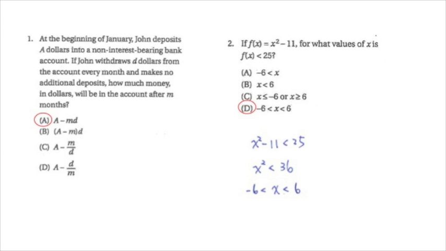Question 1. With $A in the non-interest-bearing bank account, we withdraw D dollars every month. That means after M months, we will have withdrawn M times D dollars. Therefore, after M months, in the account we will have A minus M times D dollars left.